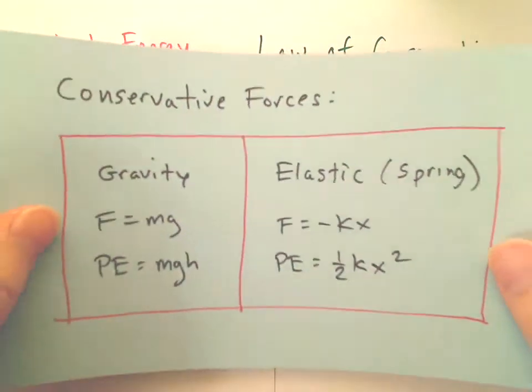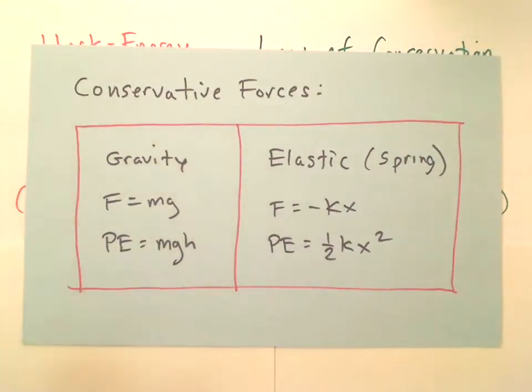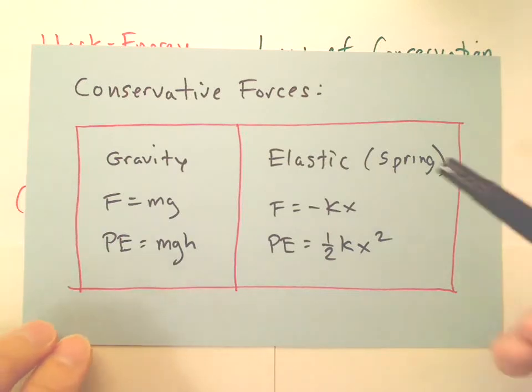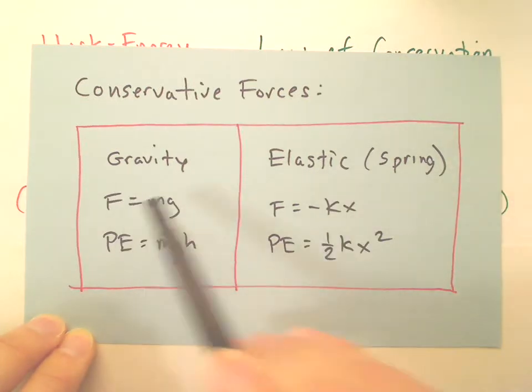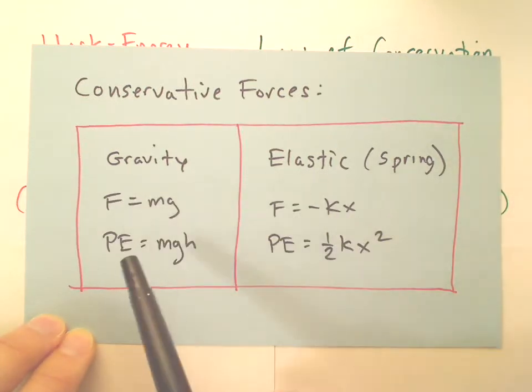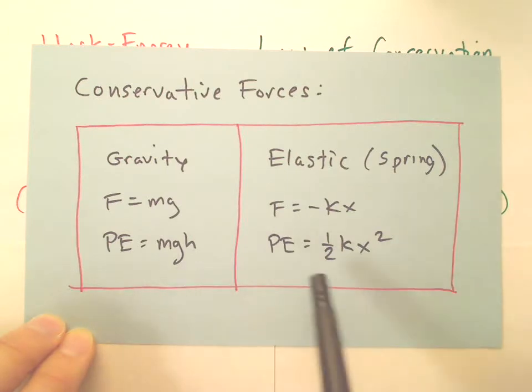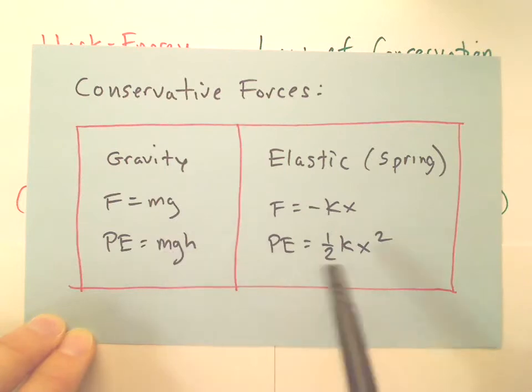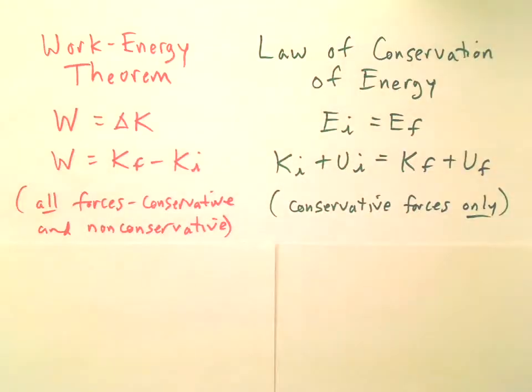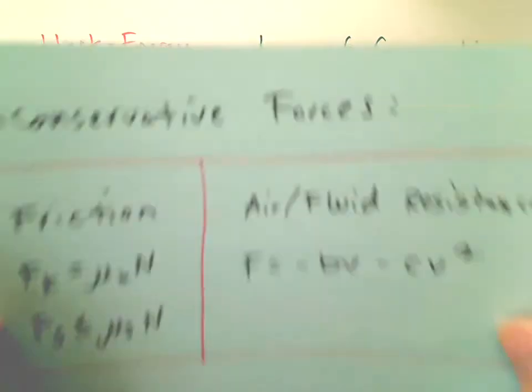And here are a couple of examples of familiar conservative forces. The gravity force and the elastic force, also known as the spring force or the Hooke's law force. There's the force of gravity, there's the spring force, and then here's the potential energy for gravity, there's the potential energy for the elastic force. And these are things that you would substitute in place of the U in that other equation if you were using them.